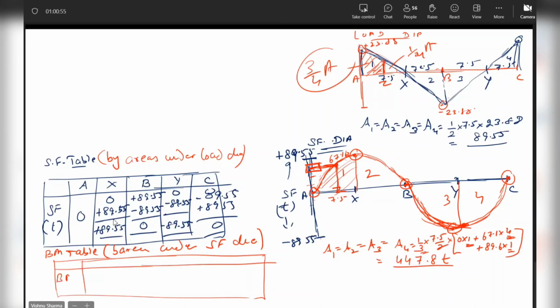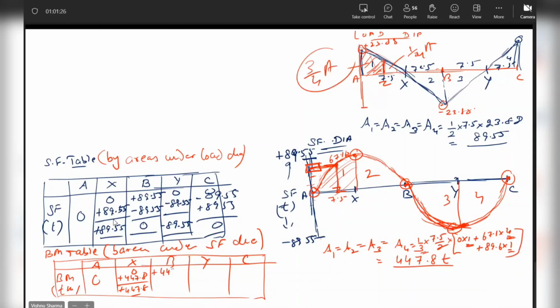Okay, BM will be in ton meter. 1, 2, 3, 4, 5, 5 points. First A, then X, then B, then Y, then C. At A it is 0, I carry forward 0. The change is area A1, plus 447.8. So the BM at X will be plus 447.8.